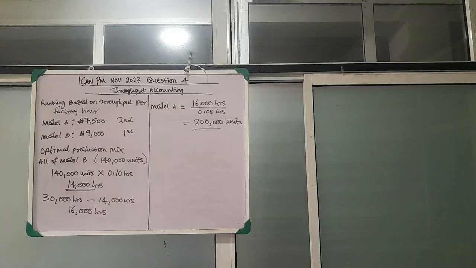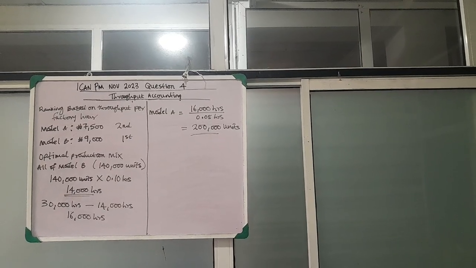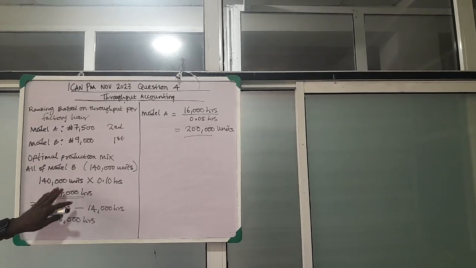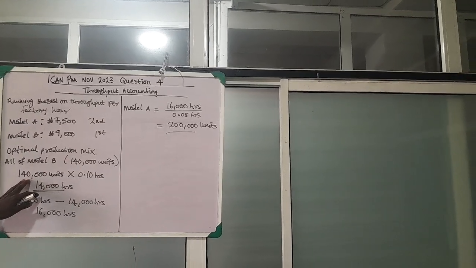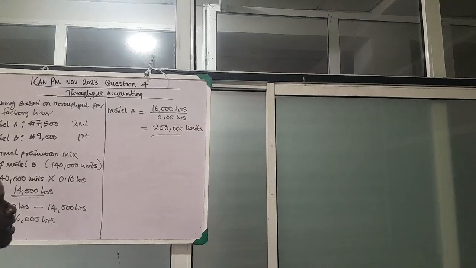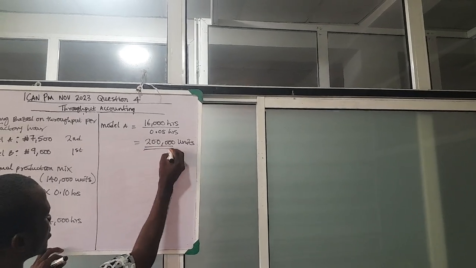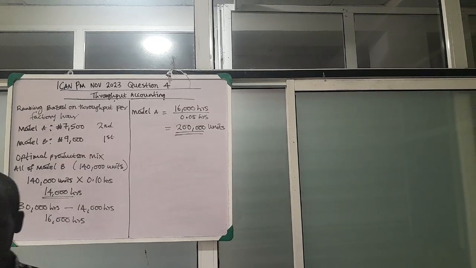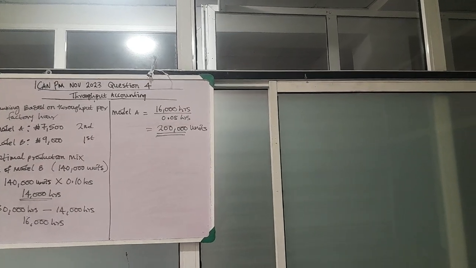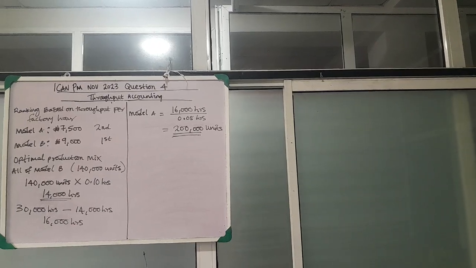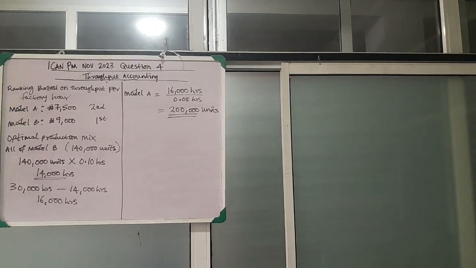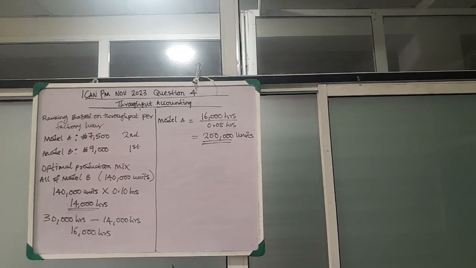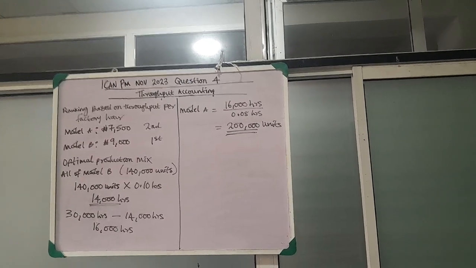Now, the optimal production mix based on the throughput per factory hour that we have done here based on this ranking. We have 140,000 units for model B and 200,000 units for model A. You have gotten the optimal production mix. Then, once you have gotten that optimal production mix, we are going to proceed to the computation of the profit.